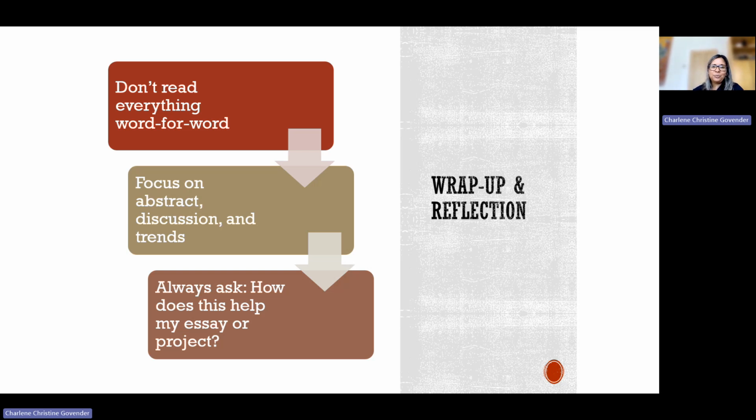I'd like you to reflect on one strategy you will try the next time you read a journal, whether it's skimming, reading the abstract first, keeping a reading log, or focusing more on the discussion section.